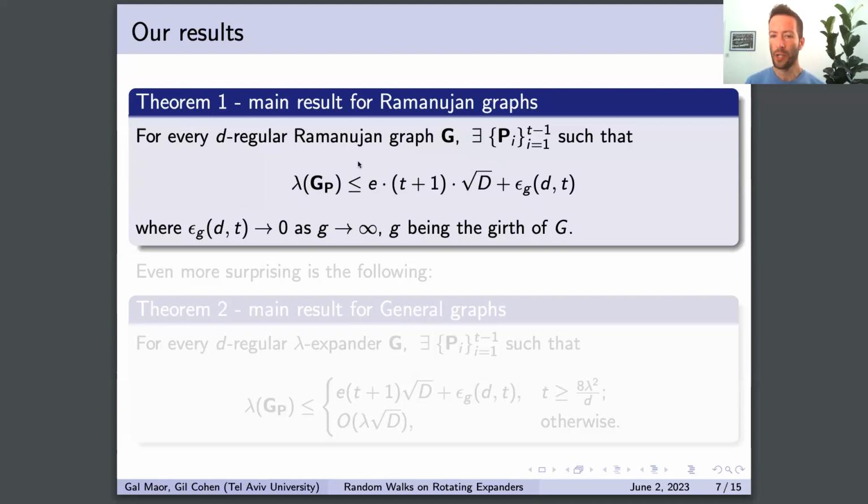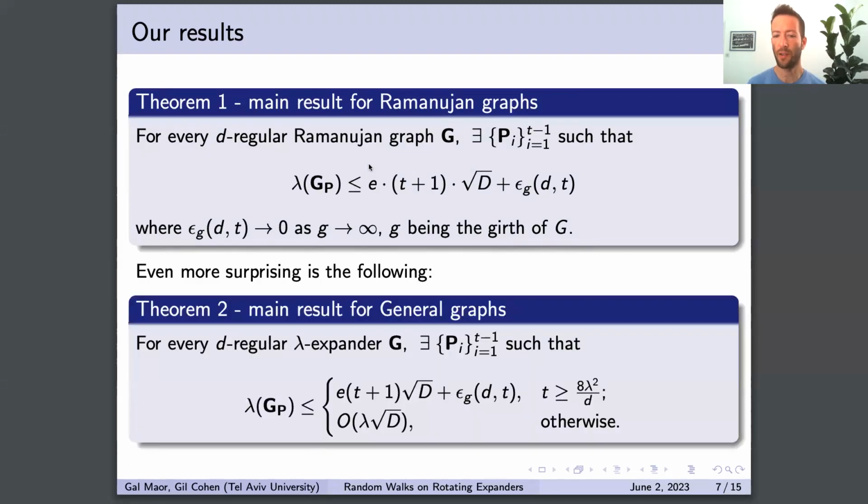Now, once we reached this result, we actually looked back at the proof and asked ourselves, where exactly in here did we assume the graph was Ramanujan? This turned out to be quite a subtle discussion, which led us to the second and more surprising result, surprising to us, which is the following.